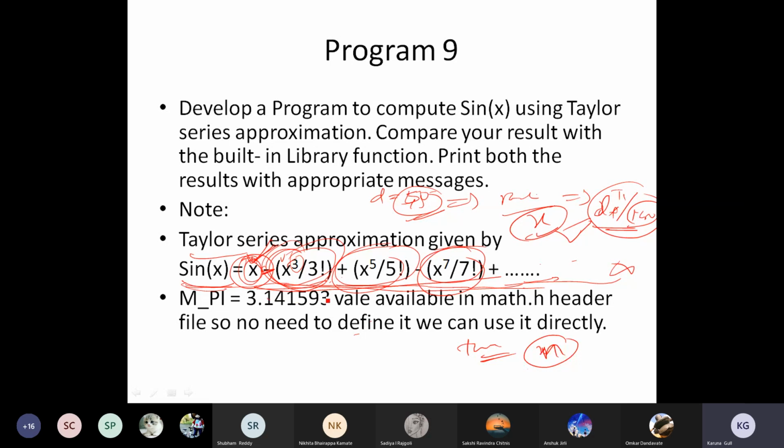How many terms? Can I take only 2 terms? Can I take 3 terms? Okay, can I take 4 terms, 5 terms? How many terms usually do you take for finding this sin x? That is my question now.